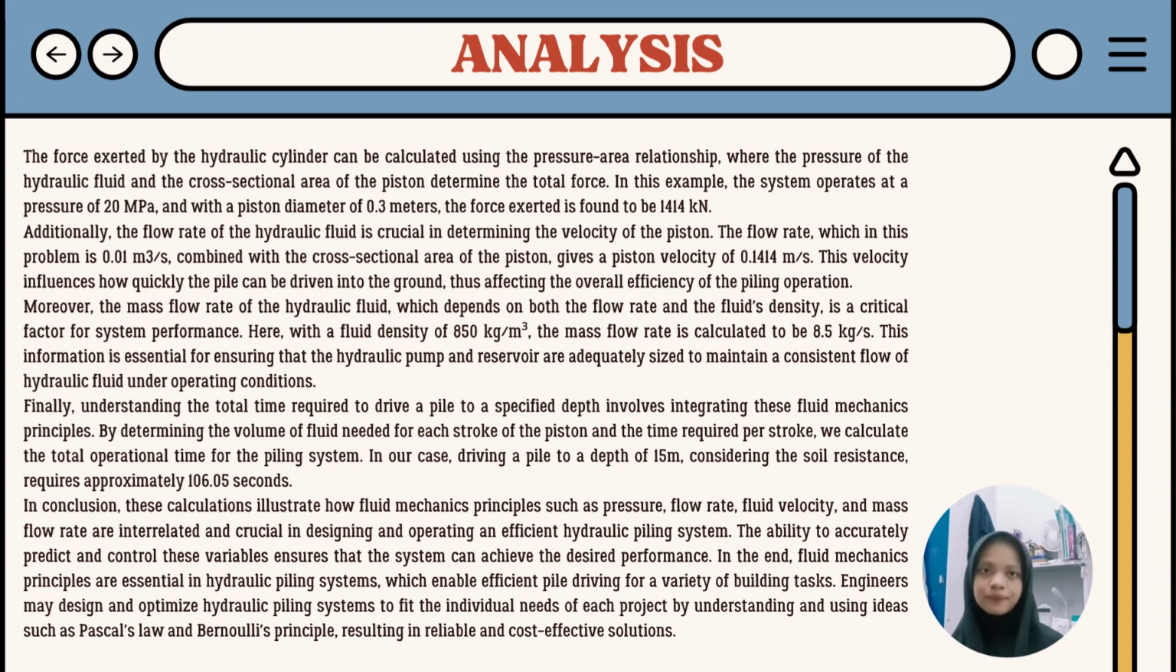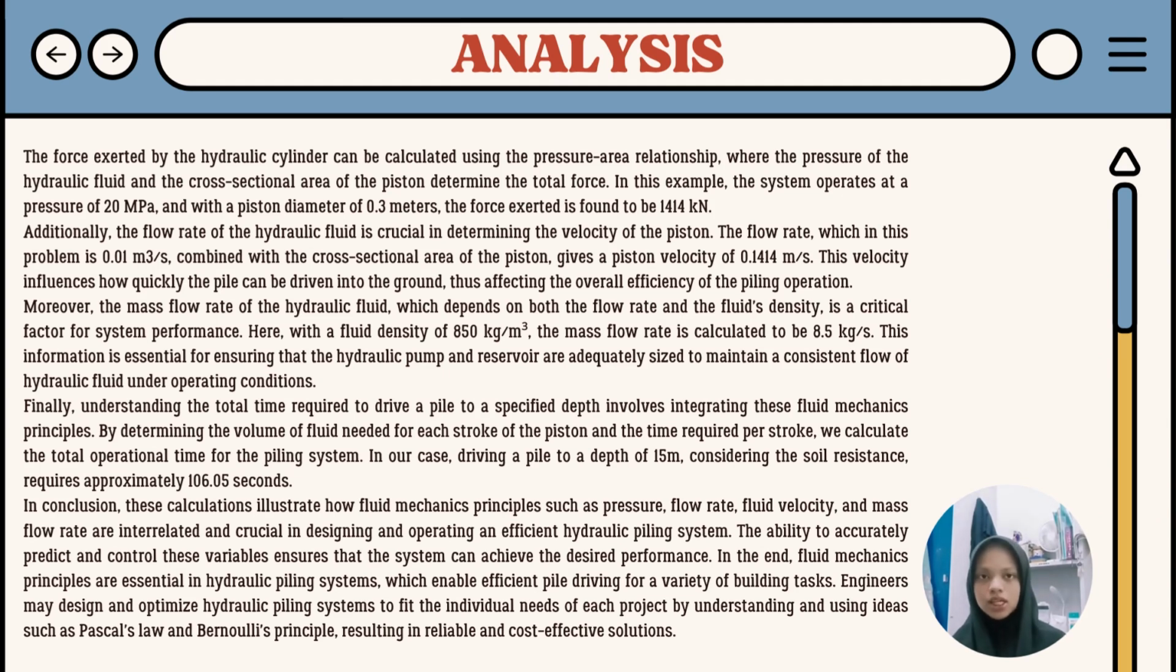1414 kilonewton. Additionally, the flow rate of the hydraulic fluid is crucial in determining the velocity of the piston. The flow rate in this problem is 0.01 meter cubed per second. Combined with the cross-sectional area of the piston, it gives the piston velocity of 0.1414 meter per second. This velocity influences how quickly the pile can be driven into the ground, thus affecting the overall efficiency of the piling operation.